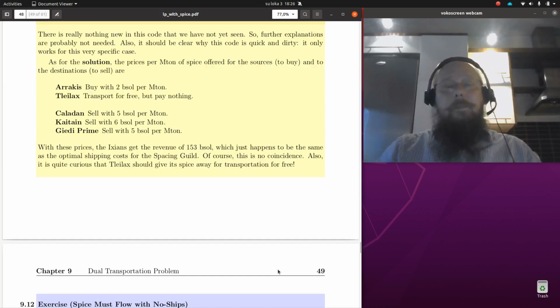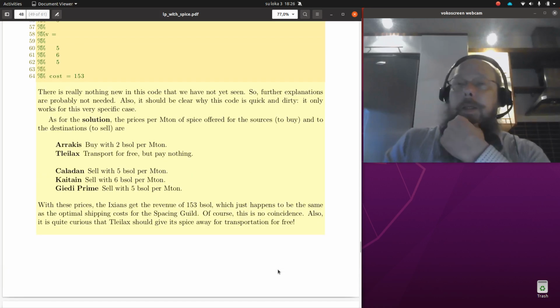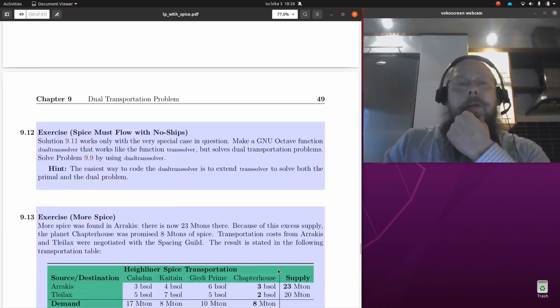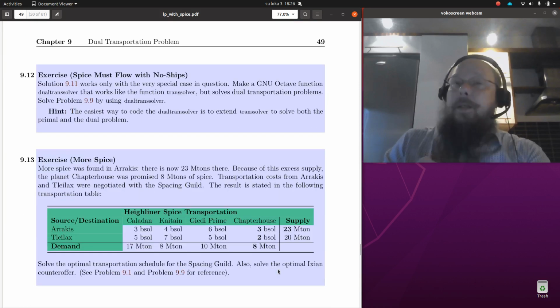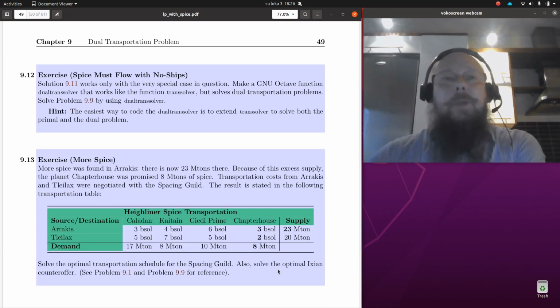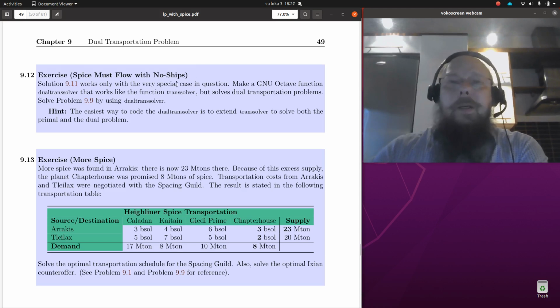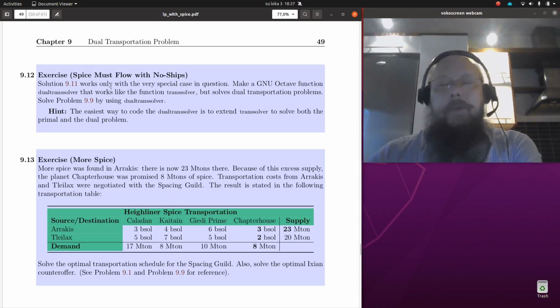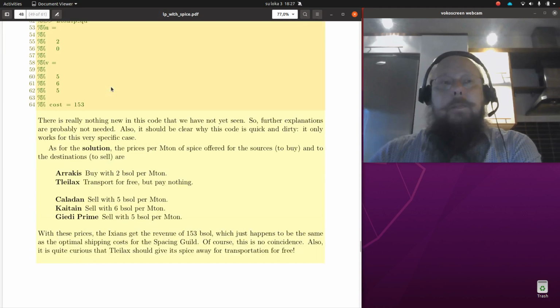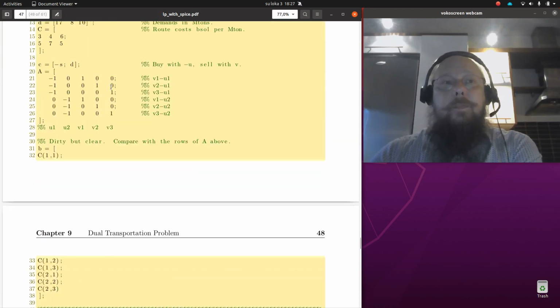Okay, so that was the dual transportation problem. And finally, exercises for the dual transportation problem. Exercise 9.12, spice must flow with no zips. So it is the basic problem we had in this section. And the solution 9.11, which we just saw, was here, this stuff.